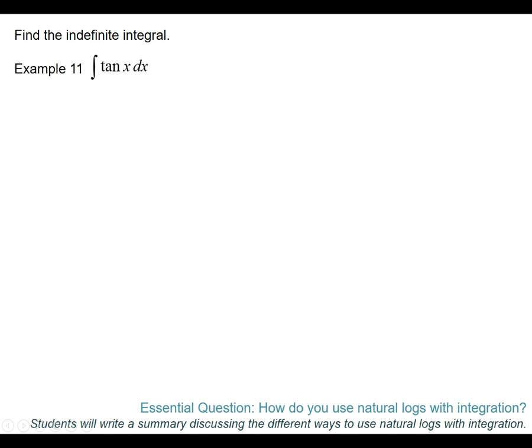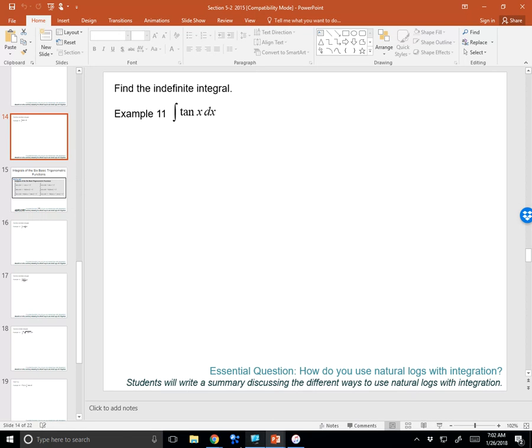Example 11, right? That's where we left off yesterday. Okay. Yes, I'll turn on the flashlight. Thank you for coming.